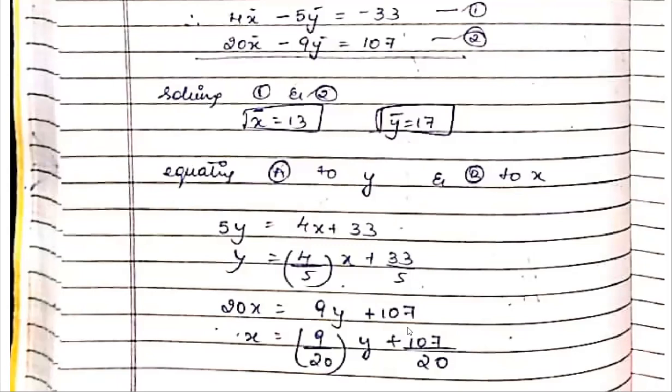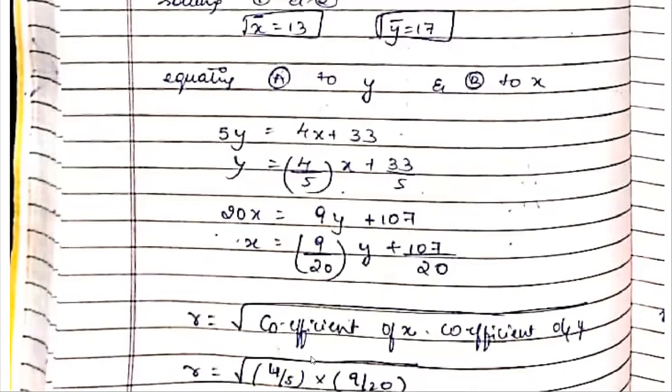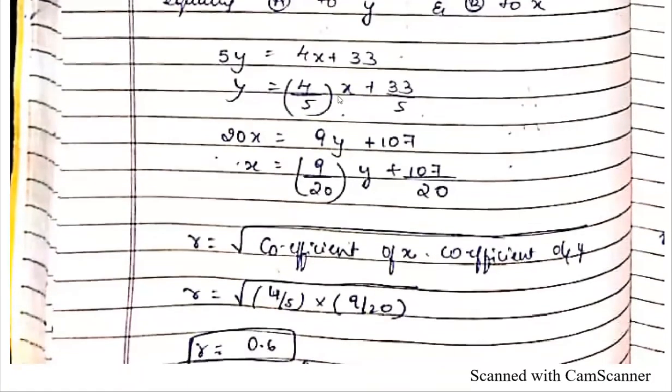So once you have the two lines, just pick the coefficients. The coefficient of x here is 4 by 5, and the coefficient of y is 9 by 20. Just replace it here. Coefficient of x means the number associated with x, which is 4 by 5, and the number associated with y is 9 by 20. So just substitute here and find the square root of this value from your calculator. That turns out to be 0.6. So r is equal to 0.6 is the answer. That's how you find the correlation coefficient when two lines are given.